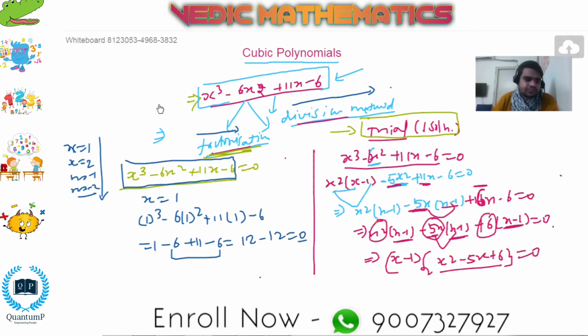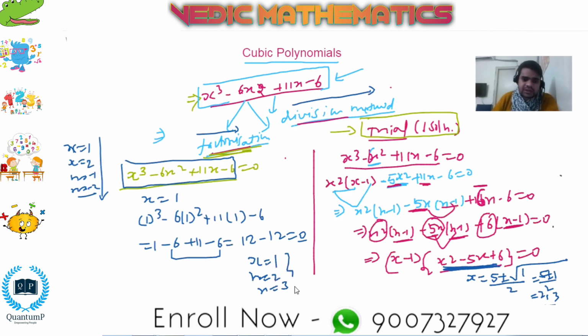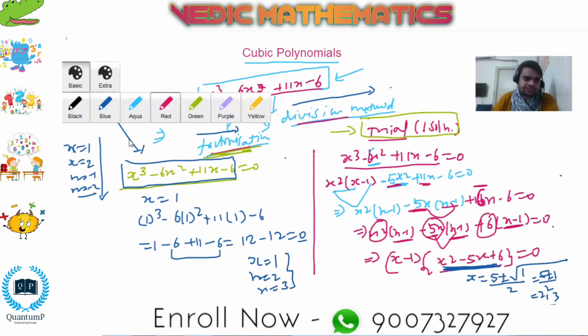If you notice, x square minus 5x plus 6 we just finished in the previous lesson. It's a quadratic equation, and to find the solution we can use the Sridharacharya formula. So 5 plus minus the square root of 25 minus 24, which is 1, divided by 2, so it will give you 5 plus minus 1 divided by 2, which gives 2 and 3. So your solutions are x equal to 1, x equal to 2, and x equal to 3. There are 3 solutions for this particular cubic polynomial.